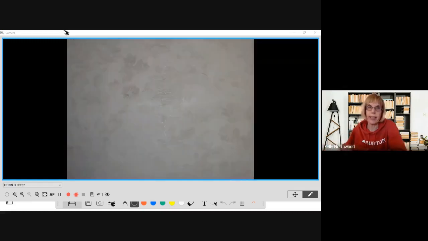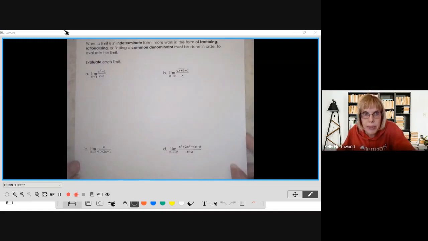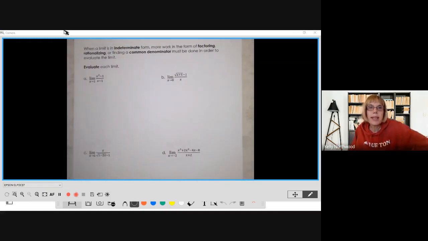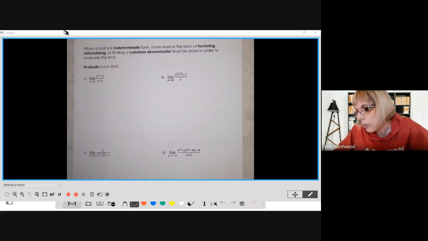Okay. So now we're going to get to the fun part. I love doing these limits. They're like little puzzles to me. So when a limit is an indeterminate form, more work in the form of factoring, rationalizing, or finding a common denominator must be done in order to evaluate the limit. So we're going to evaluate each limit, and all of these will end up being an indeterminate form.